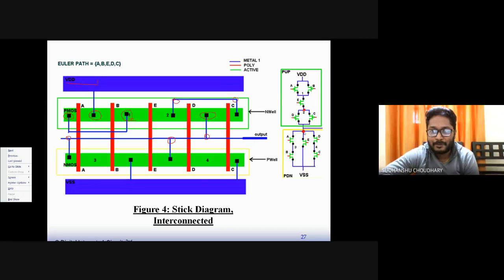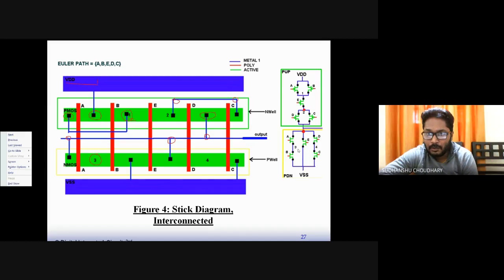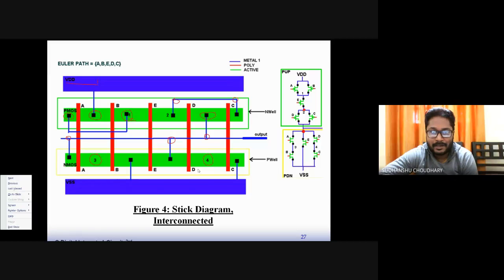We had fixed up to the output node. Now let us fix the third node. In the third node, A and B are connected. A and B are sharing a common region over here, so they are already connected. No need to make an extra contact. Similarly, let us come to node number 4, where D and C are connected. D and C are also already connected. You don't need to make any other contact over here, right?